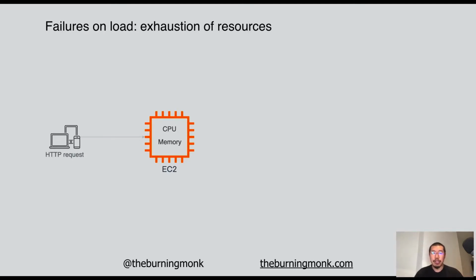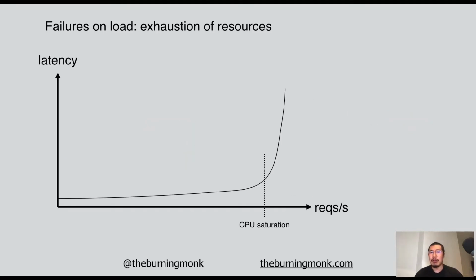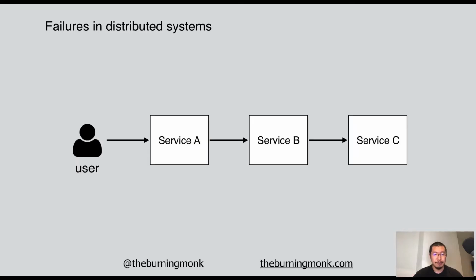And since individual servers have a limited set of resources in terms of CPU, memory, and bandwidth, the more user requests that you have to handle concurrently, the more resources that we are going to use. And a common failure mode is when there are too many requests and we saturate the CPU, after which latency starts to spiral out of control. Another reason why we need to scale out our application across multiple servers.